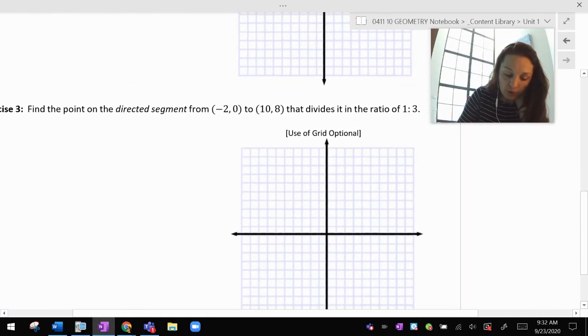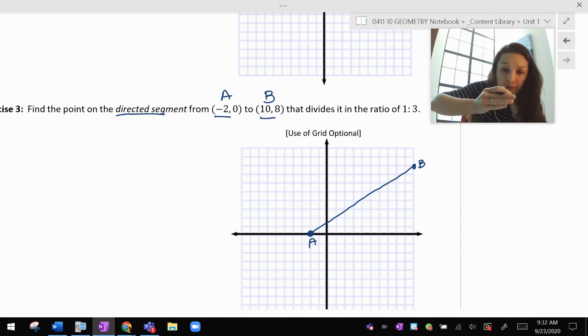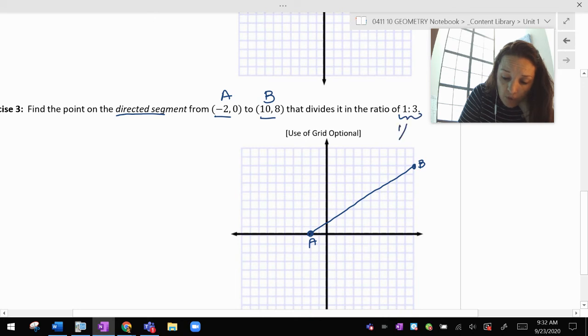All right, let's do another one. Another one says, find the point on the directed line segment from here to there, which really just means this is A and this is B. And I want to divide it in the ratio of 1 to 3. So -2, 0 is A, 10, 8 is B. I want to find the point that divides it in the ratio of 1 to 3. So I want 1 part on the left and 3 parts on the right, which means I'm going to use a ratio of 1/4. I want to go 1/4 the distance down. That's probably like here. I'm not sure though.